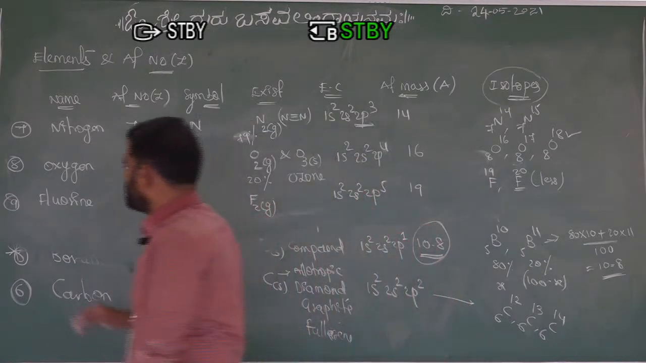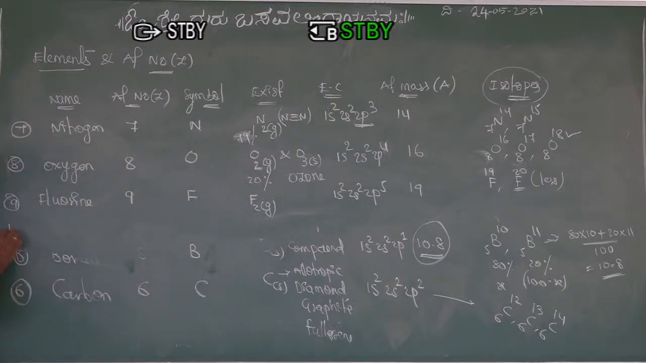Next, atomic number of element 10. With atomic number 10, its name is what? Neon.